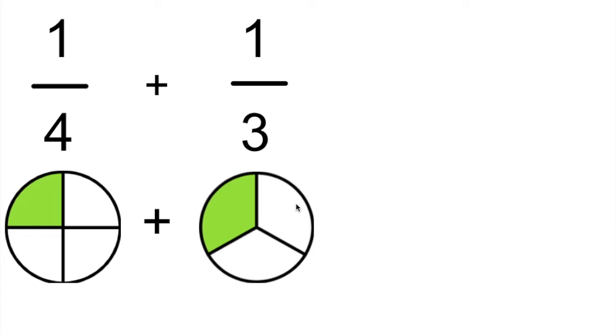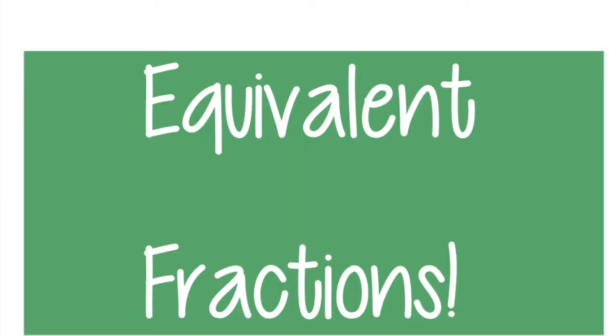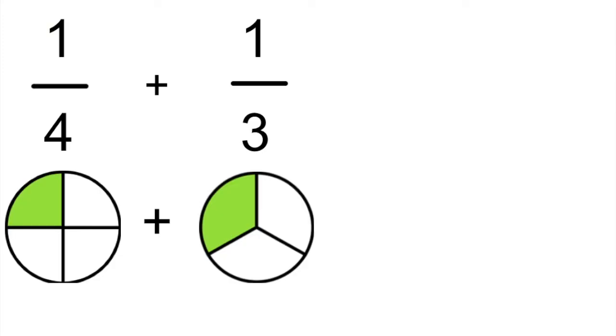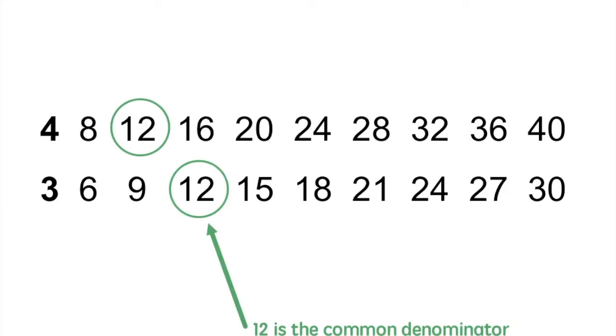So we have to do something you're already familiar with. We have to make equivalent fractions. Now, when we make these equivalent fractions, we are going to look back at the denominator. Our denominators are 4 and 3. So what we're going to do is take a look at our multiples of 4 and our multiples of 3. If you look here, I have my multiples of 4 and my multiples of 3.